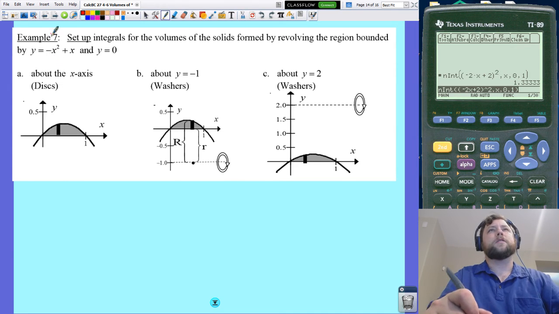So here are some examples of this. I'm going to do two of them, and we'll save the last one for class. We're going to set up integrals for each of these cases. We're going to revolve this one, which is like the disk method of what we just did, about the x-axis.